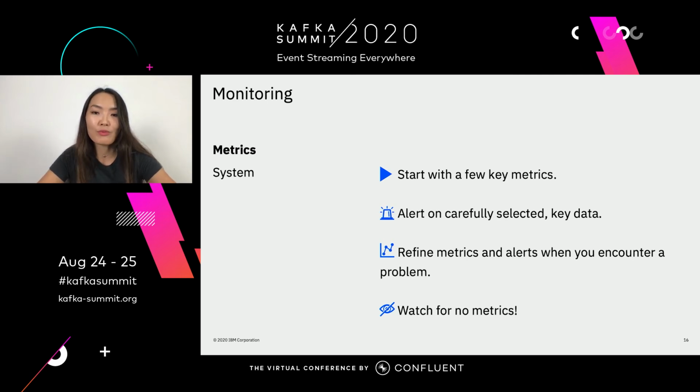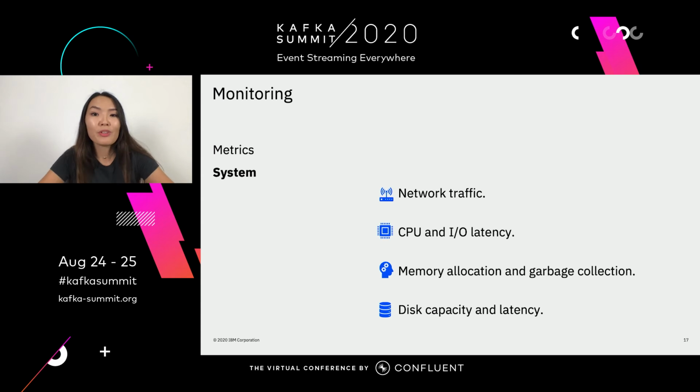Also, watch out for no metrics. So make sure you're monitoring your monitoring tools. If they're not emitting any metrics, you can potentially miss any problem that's happening in your Kafka system. So you don't want to be only monitoring your Kafka system. You also want to monitor your underlying platform, because these things have a direct impact on the health and performance of your Kafka system.